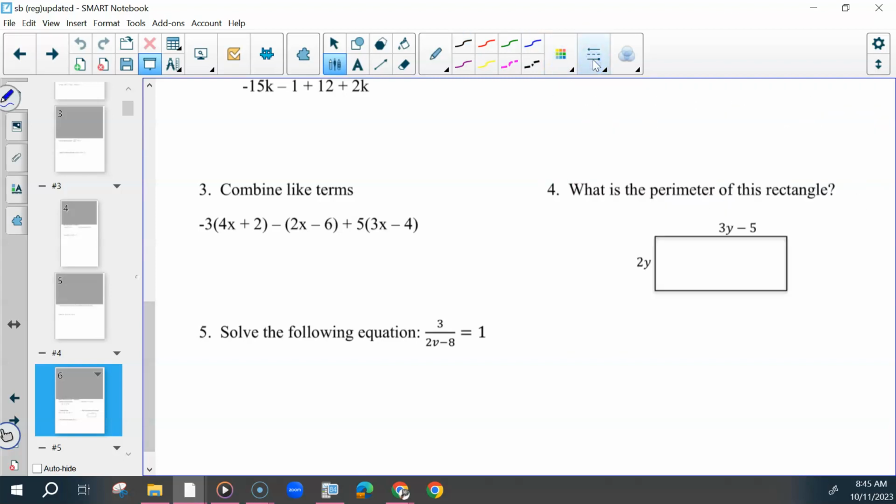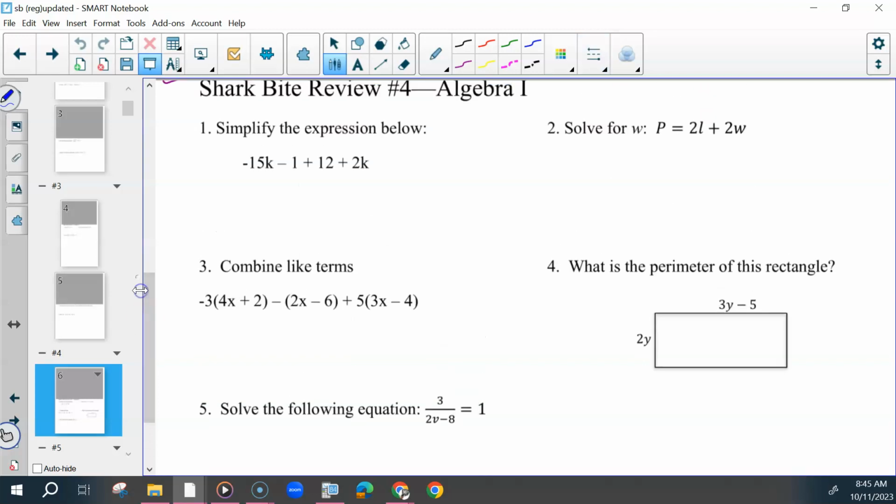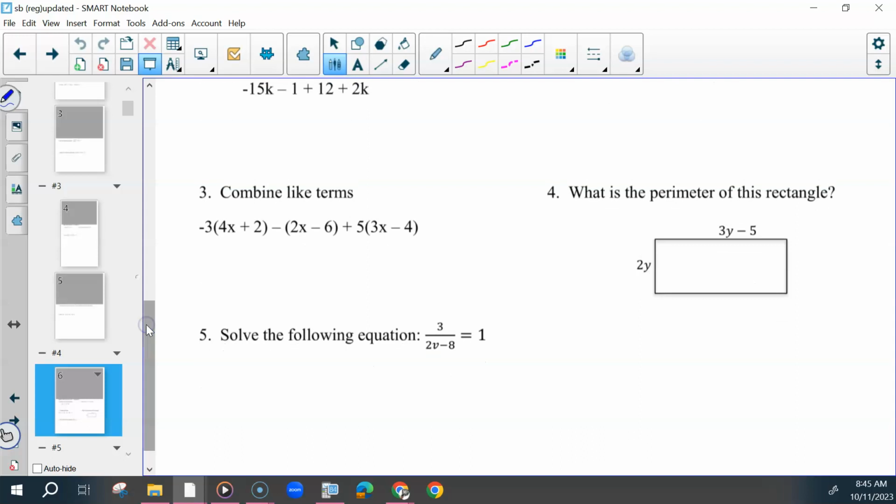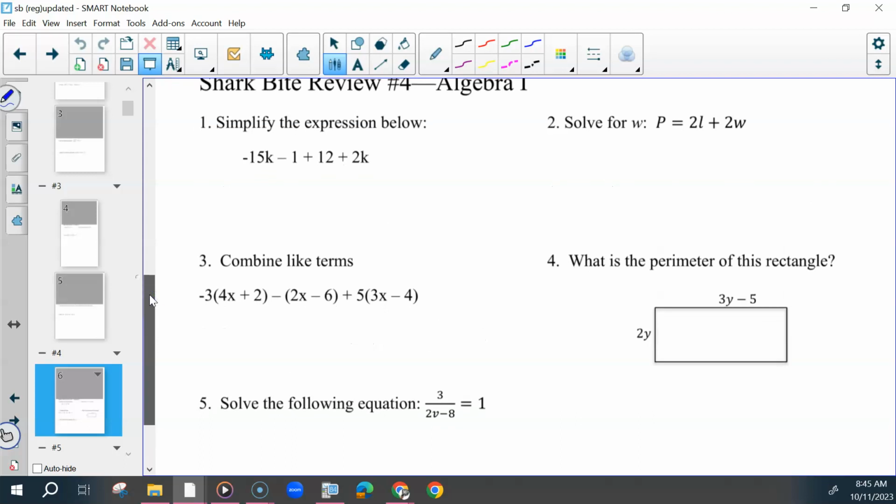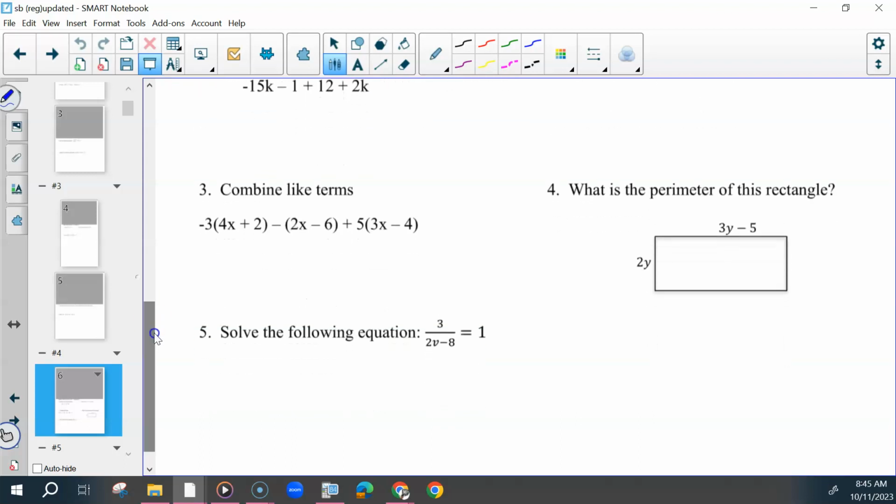So number 4, the perimeter of the rectangle, we were given the perimeter equation here. We have our length and width, and we could put that into that formula. Except we don't really need the t, you can put the t, but it's going to be 2 times your length, let's call that this one, plus 2 times your width, let's call it that one.